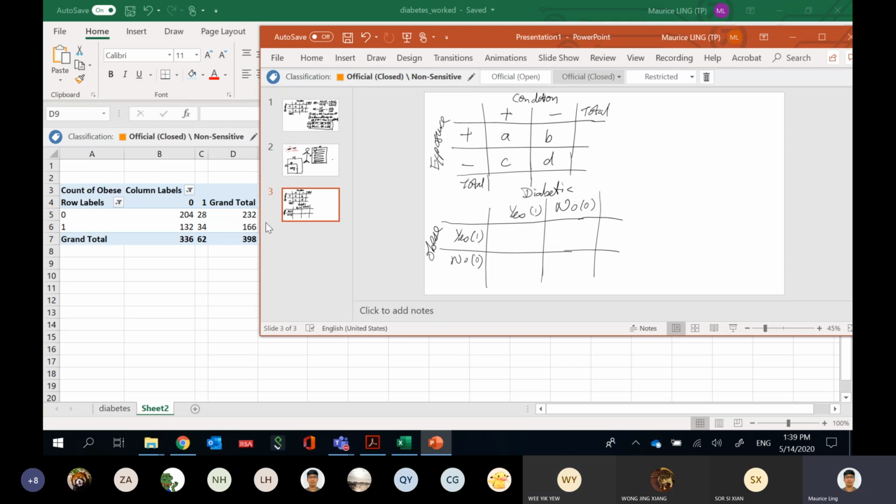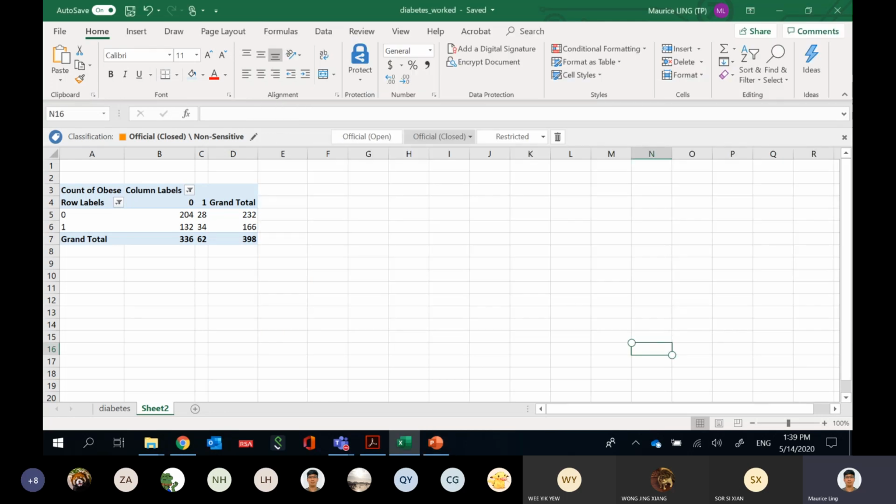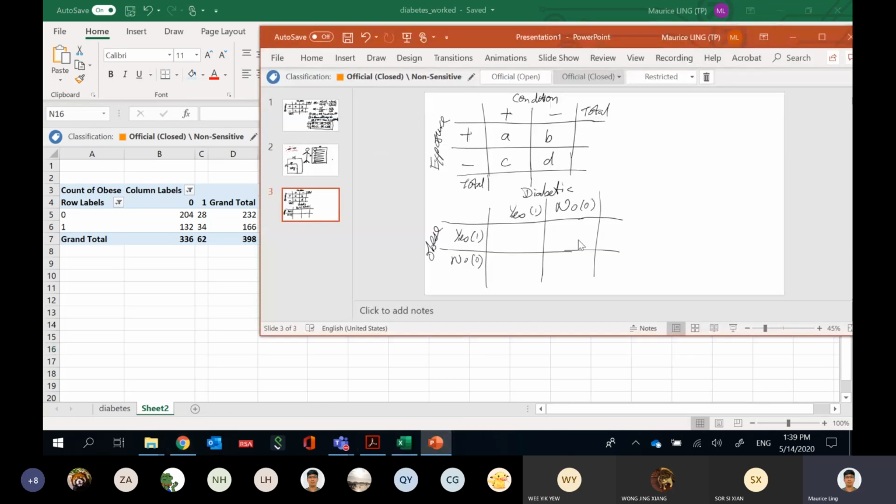Yeah. Correct. So what we want to do is rewrite the whole thing ourselves. Let's say we have here, so what is yes and yes? Yes and yes is 34. Correct. So this is 34. Yes and no is 132. Okay. No and no is 204. Then here is 28. Make sense?